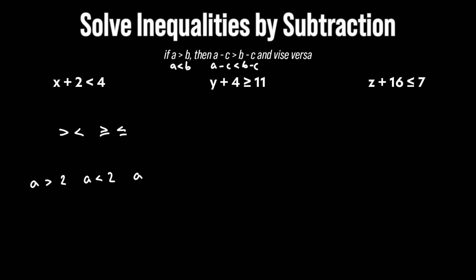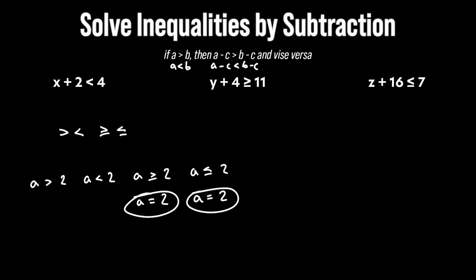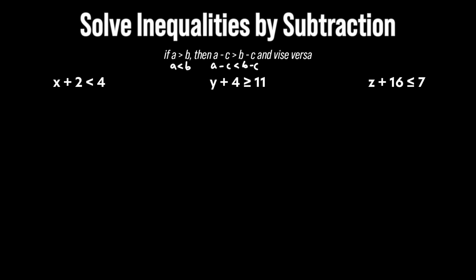If we say a is greater than or equal to 2, a has to be anything greater than 2, but it can include 2. So a being equal to 2 works, and a less than or equal to 2 just means that a has to be less than 2, but again, it can include 2. So these two are very similar, and these two are very similar. The latter ones just can include the number that it's being compared to. So let's solve these inequalities now.